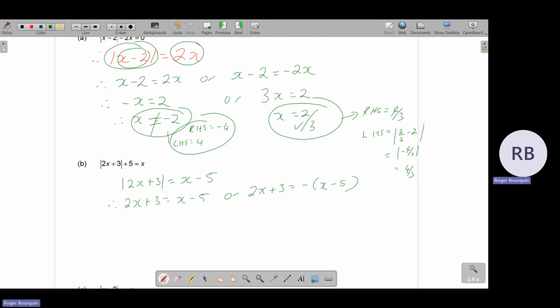So that's how you're going to start it, right? Either they're the same or it's the opposite side. Good. So either 2x plus 3 must be equal to x minus 5, or 2x plus 3 must be equal to negative x minus 5. If you made this negative 2x plus 3 is equal to x minus 5, this would be the same thing. Okay.